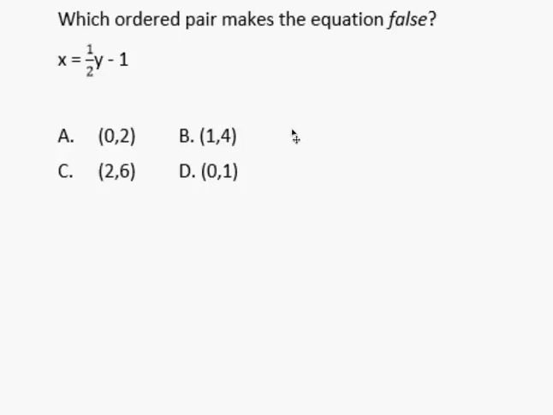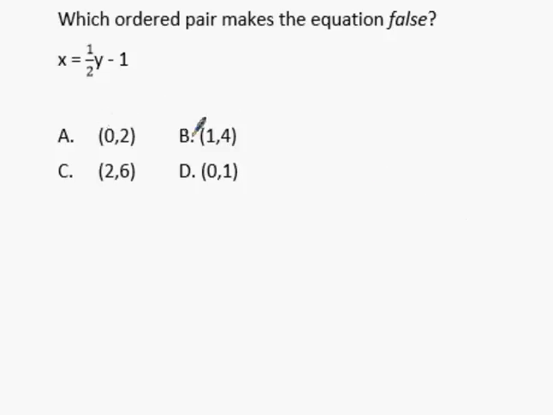Which ordered pair makes the equation false? Well, here's the equation: x equals 1/2 y minus 1. The thing you need to be careful of in this one, guys, is that typically an equation like this would have y equals 1/2 x minus 1, but this one has x equals 1/2 y minus 1. So you could probably already tell me what you're going to do in an equation like this.